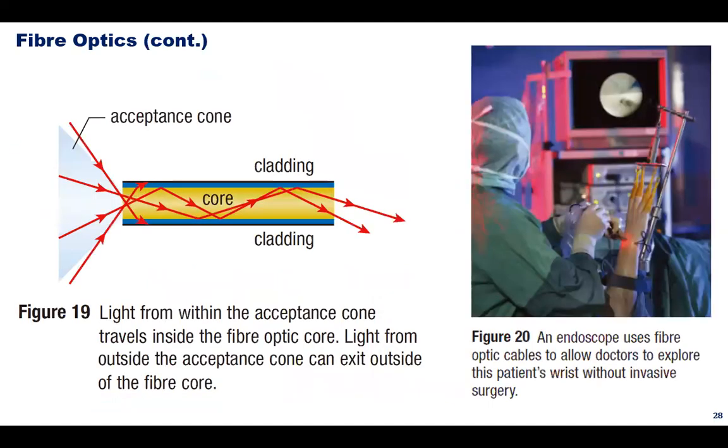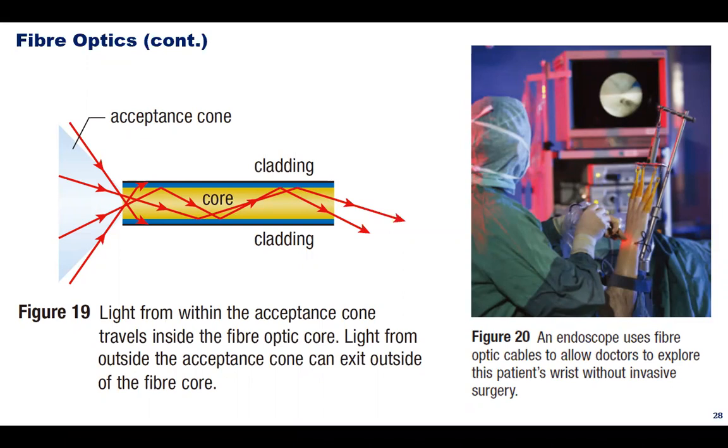The range of the angles at which light can enter the fiber is called the acceptance cone, which is shown here in figure 19. If incoming light is at an angle within this cone, then it will be transmitted through the fiber by total internal reflection. If incoming light is at an angle outside this cone, then it can exit out of the fiber.